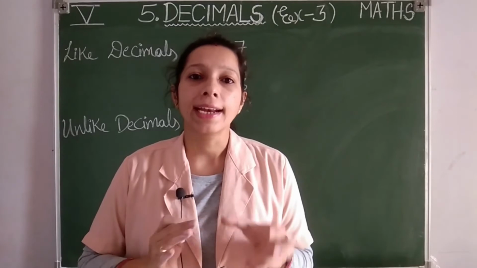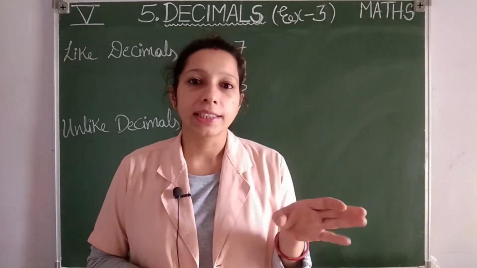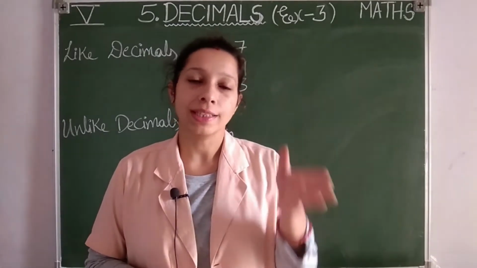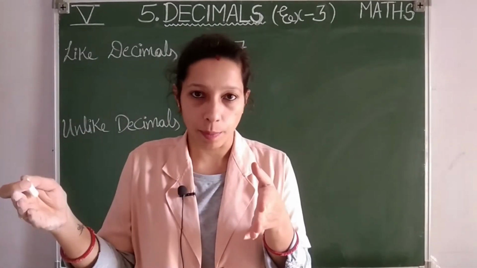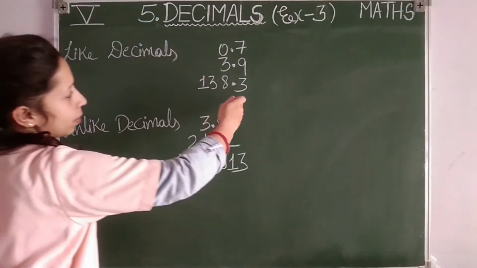See students, like decimals are such decimals where the digits after the point are equal. Means after the decimal there should be the same number of digits. Okay, let us see one example. You can see here like decimals.